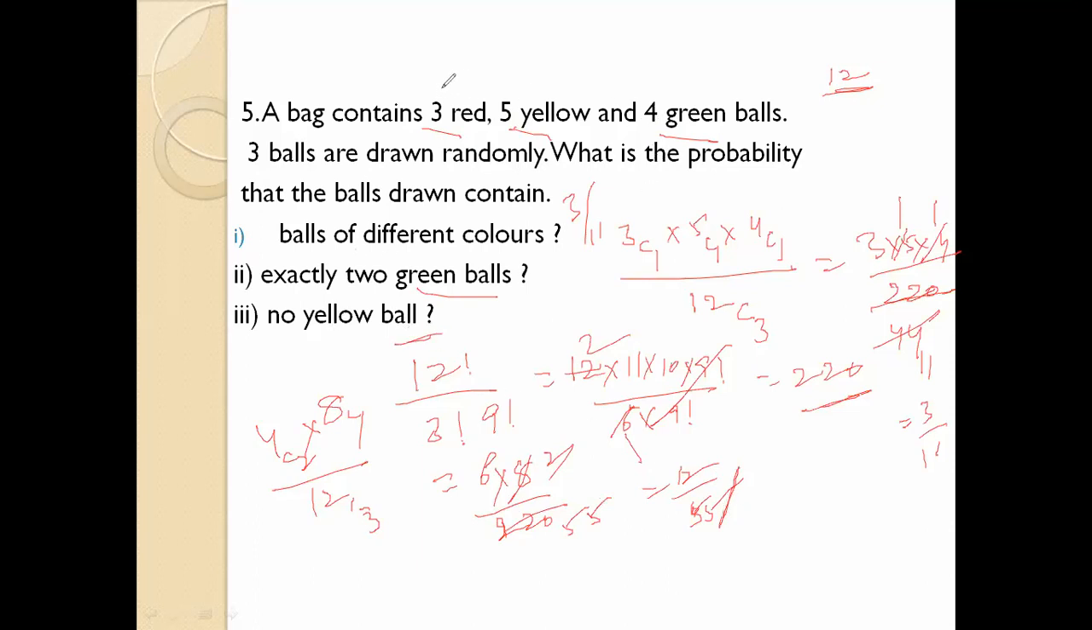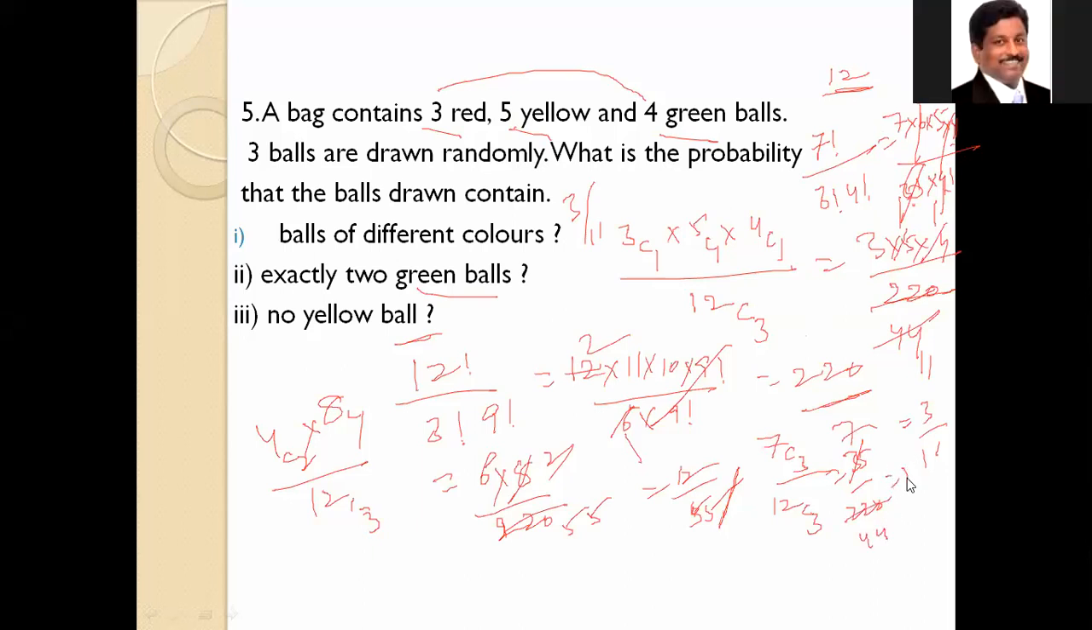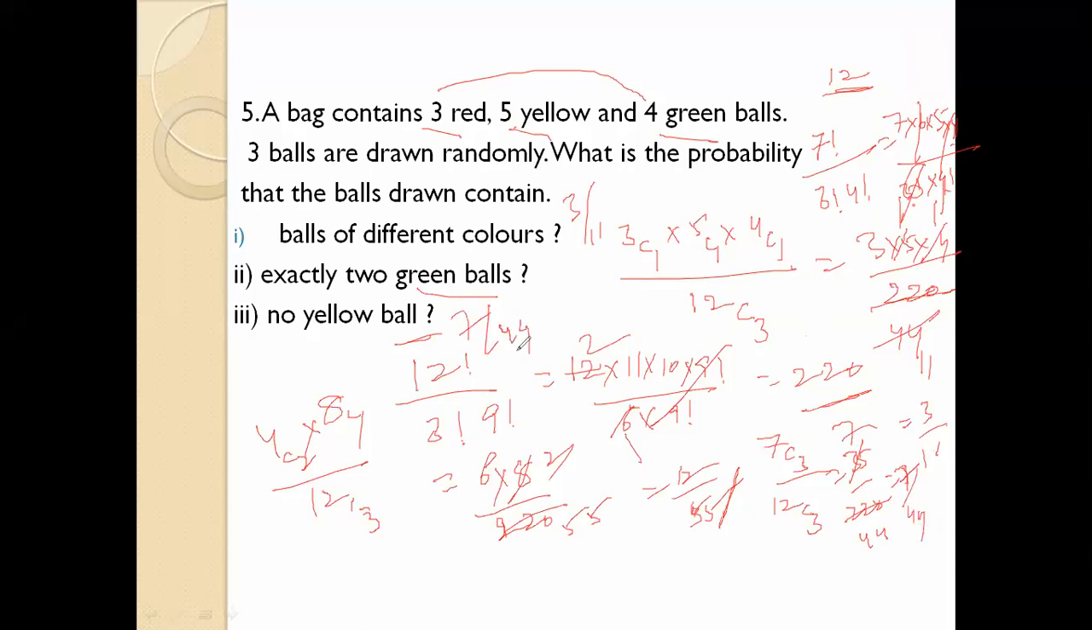No yellow ball. No yellow ball means you take the 3 balls from remaining balls. 3 plus 4, 7. 7C3 divided by 12C3. 12C3 value 220. 7C3 value, find that one. 7 factorial by 3 factorial into 7 minus 3, 4 factorial. 7 into 6 into 5 into 4 factorial divided by 3 factorial into 4 factorial. 3 factorial is 6. 6 gets cancelled. 4 factorial gets cancelled. 7 5 ja 35. 35 by 220. 5 7 ja, 5 4 ja, 7 by 44. For this one, 7 by 44 is the right answer.